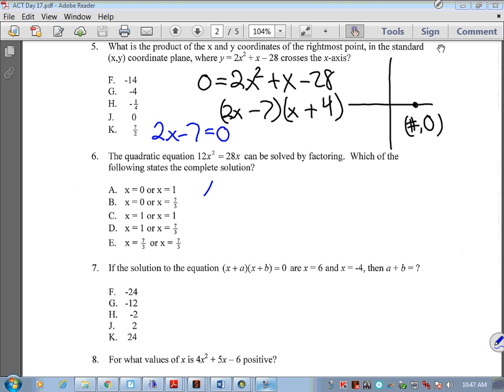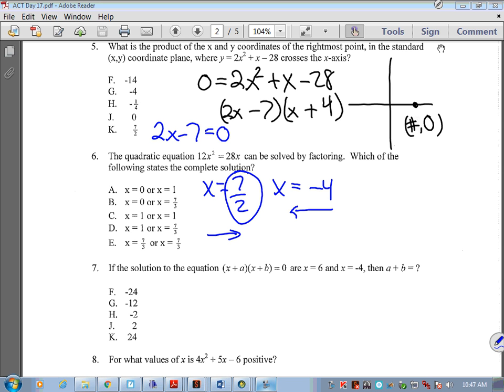So x equals 7/2. Over here, x equals -4. Okay? But notice it says we want the coordinates: what is the product of the x and y coordinates of the rightmost point in the standard coordinate plane where it crosses the x-axis? So it would have to be 7/2, because this is to the left. Okay, that is to the right.